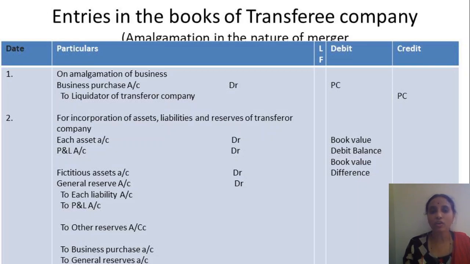That means the general reserve account arises only on one side, that is either debit or credit. So when the credit total is greater, the general reserve should be taken on the debit side, then it is going to arrive at the debit side. And when the debit total is greater, then to general reserves, we pass the journal entry. So this is the journal entry.